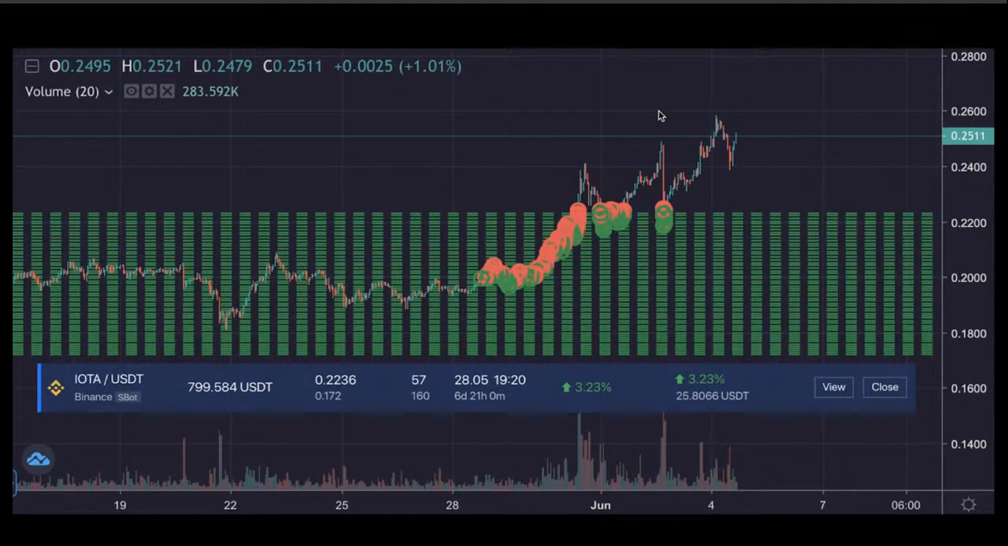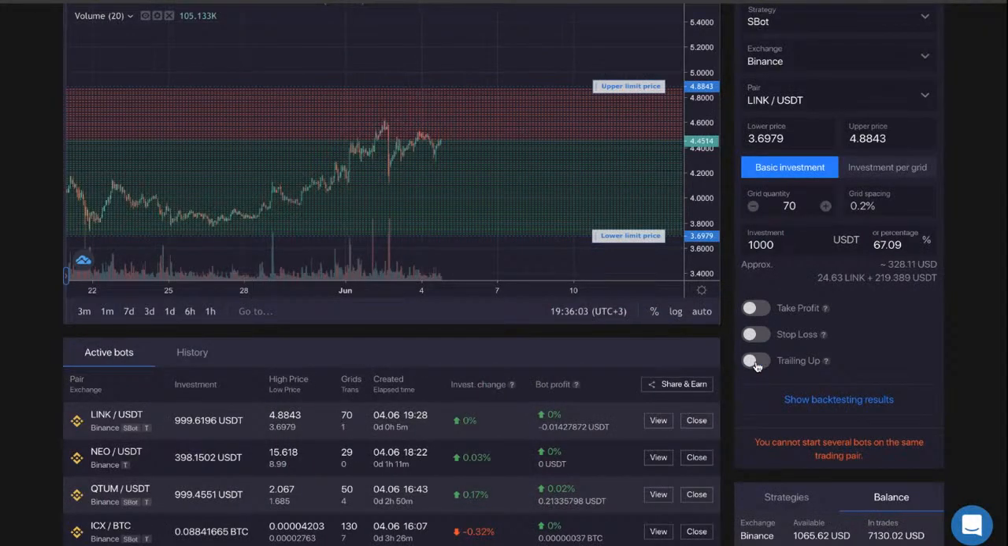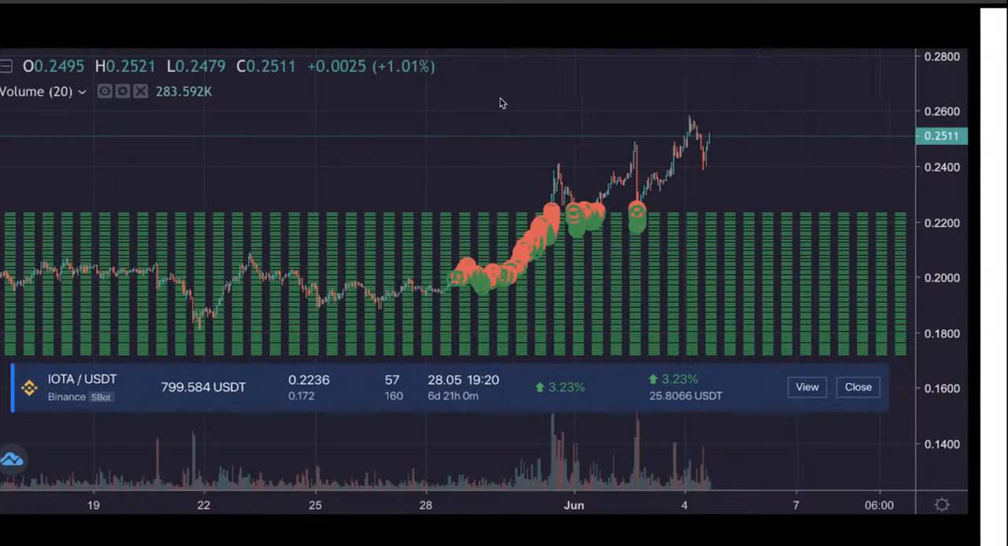So if you want the bot to keep following the upside momentum, then you should consider having a trailing up function on by simply clicking on this button. So as simple as that.